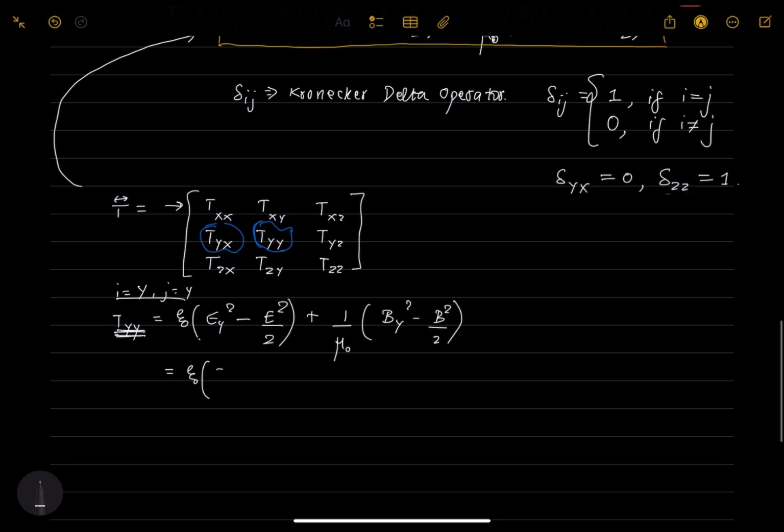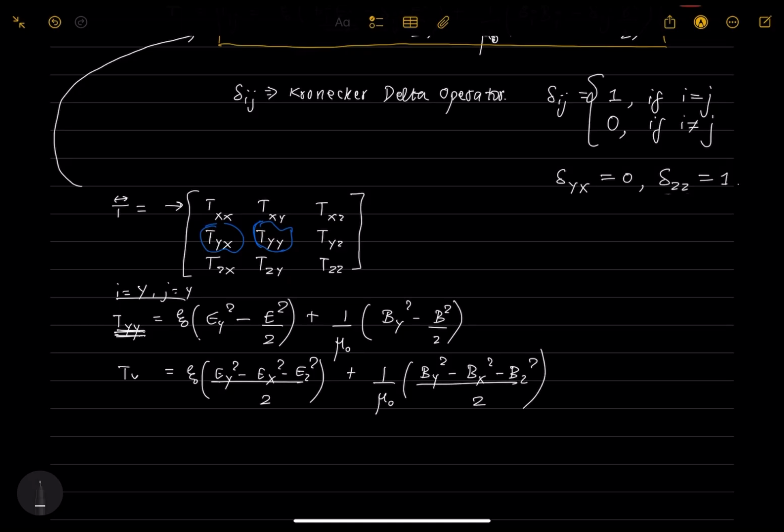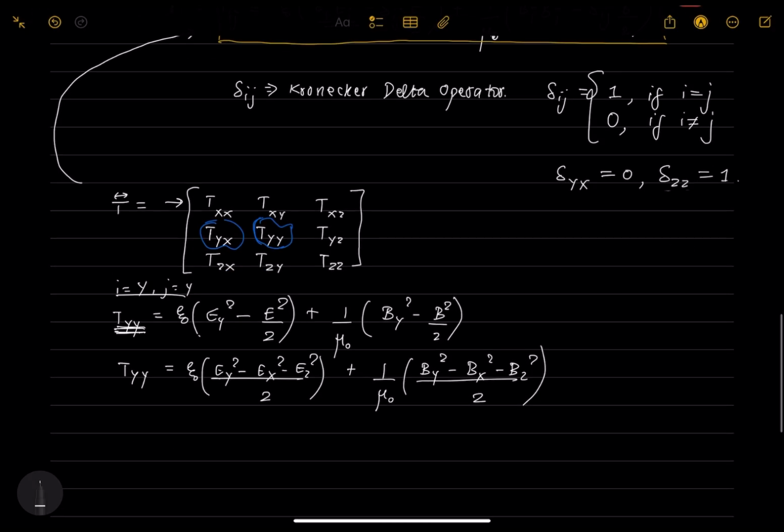There's a more illuminating way in which you can write this: Ey squared minus Ex squared minus Ez squared over 2. I think you see what I've done there. I've written the magnitude of the E field in terms of its components, basically. And I get By squared minus Bx squared minus Bz squared over 2. So that really gives me the tyy element.